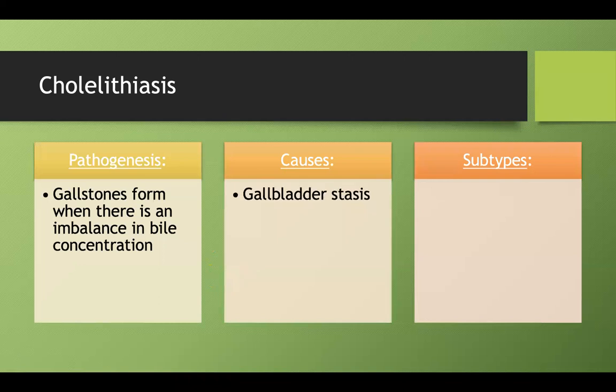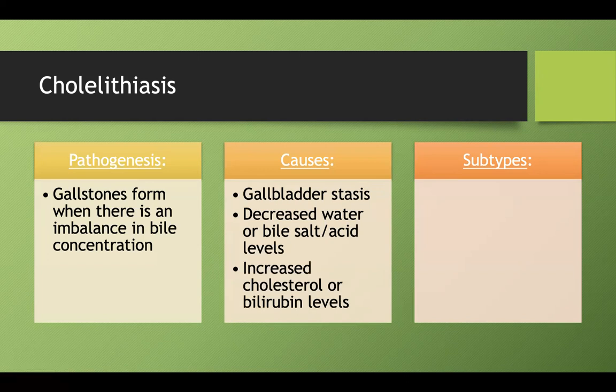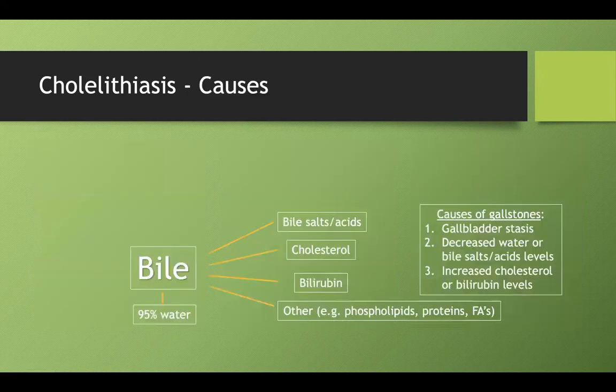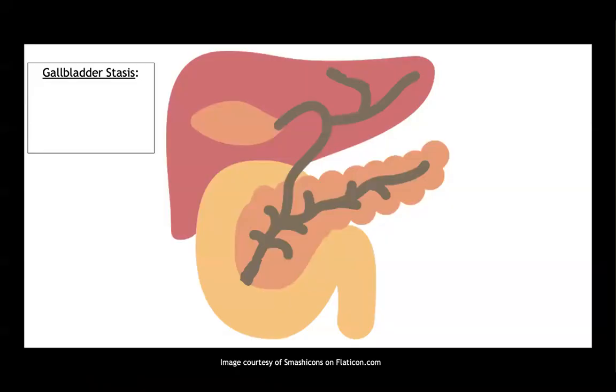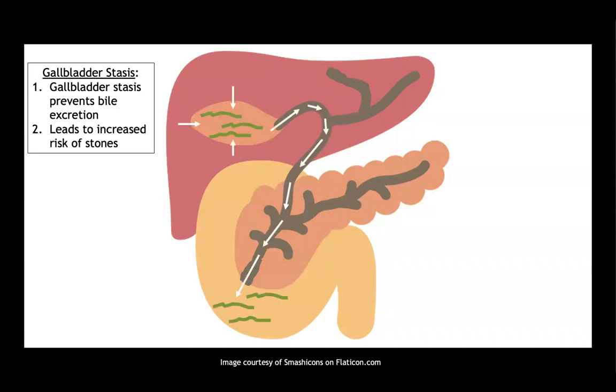So what causes gallstones? Well, gallbladder stasis can. If bile's not moving, you give it more time to start to concentrate and form actual precipitated masses. As I just mentioned, if you have any decreased water or bile salt levels, that's going to concentrate the bile, and that can cause gallstones. Or on the other hand, if you have increased levels of cholesterol or bilirubin, that can also cause a problem. So gallbladder stasis, let's talk about the three causes briefly. Gallbladder stasis would prevent bile excretion, and this can lead to an increased risk of stones. So if you could imagine, here's our bile. If it's flowing out this outflow tract, then we have no problems.